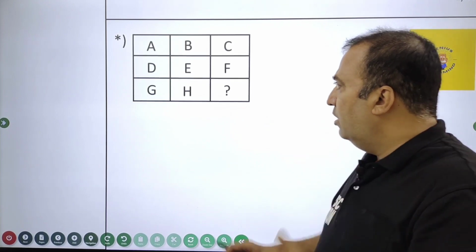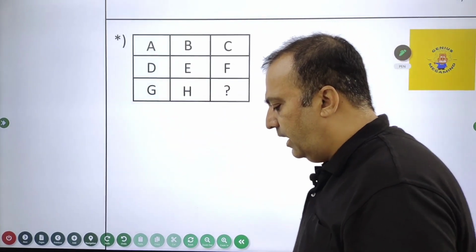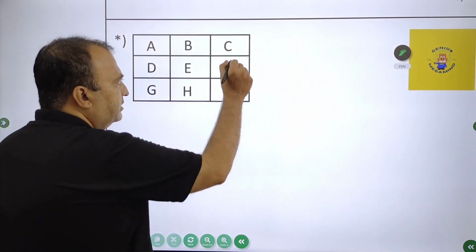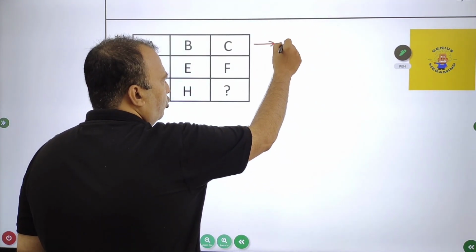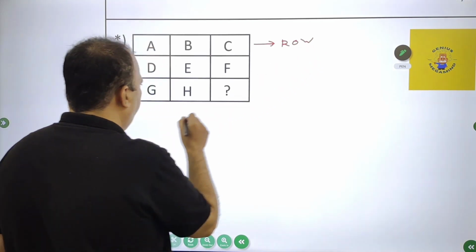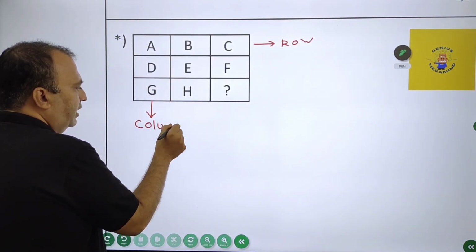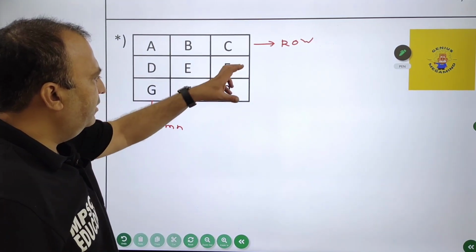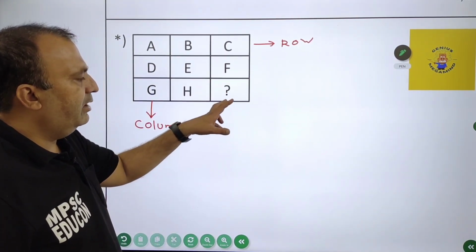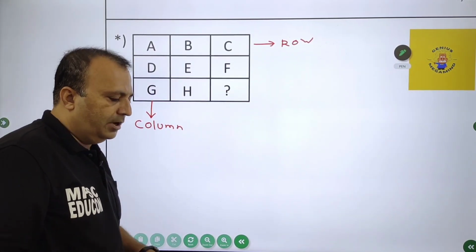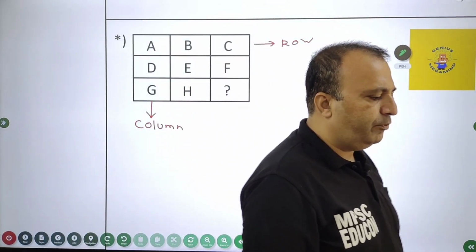Now over here you will find vertical columns and the horizontal columns. Fine. So obviously this thing will be known as what? A row, and this thing will be known as what? A column. Fine. So there is a correlation between the rows and columns. So somehow I have to get the number or the letter at the place of question mark. So again, observation will be the most important thing.